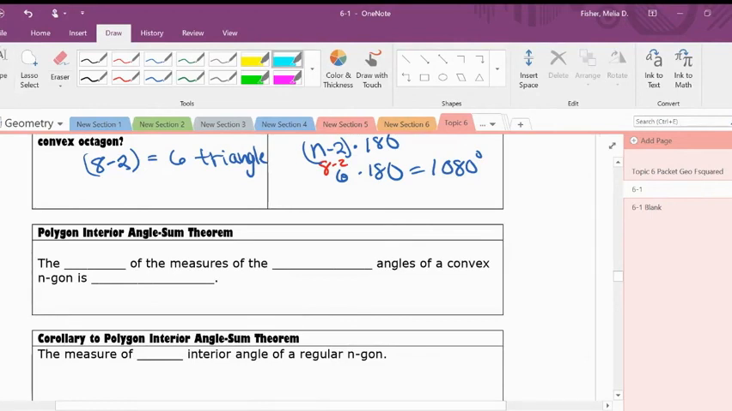Let's go ahead and formulate that into a theorem that says the sum of the measures of the interior angles of a convex n-gon is n minus 2 times 180.